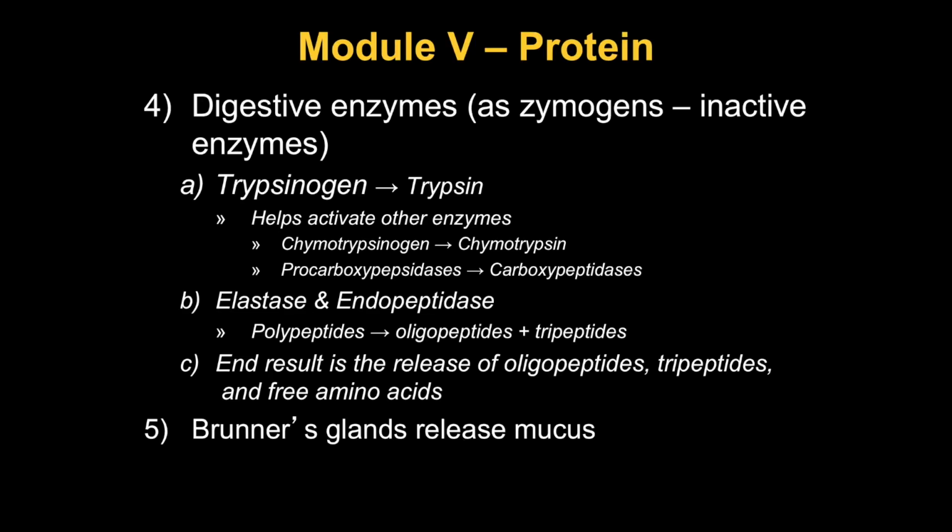So the end result of these zymogens activating the enzymes and elastase and endopeptidase doing their job is that we're releasing some oligopeptides, some tripeptides, which contain 3 amino acids, and some free amino acids. We also have the Brunner's glands releasing mucus at this point as well.